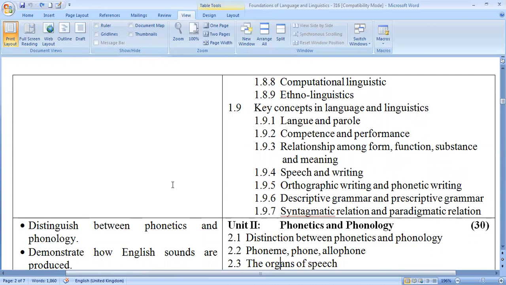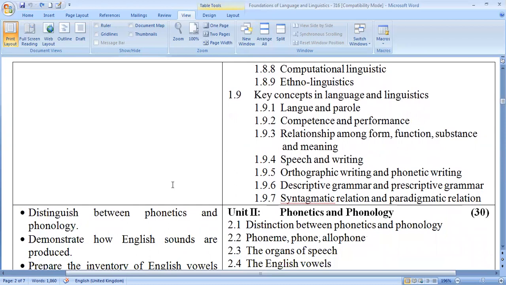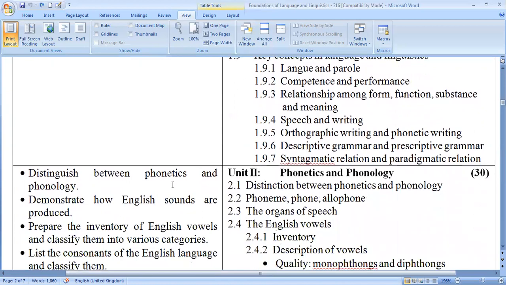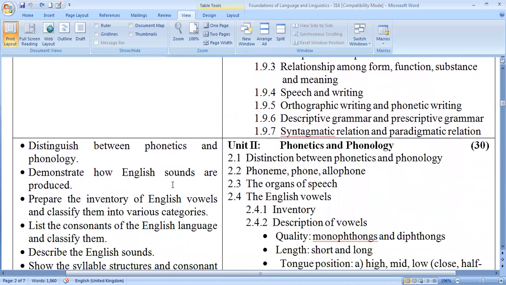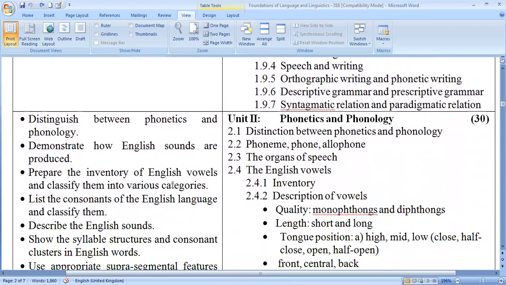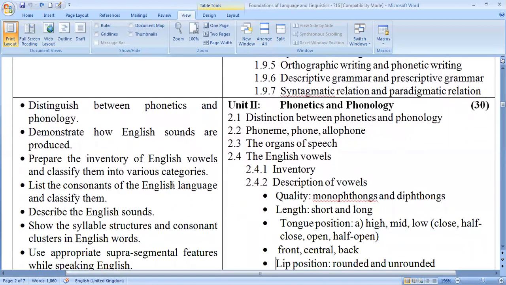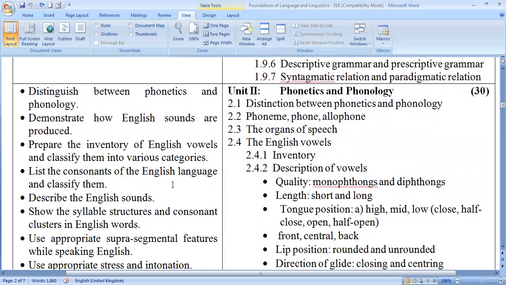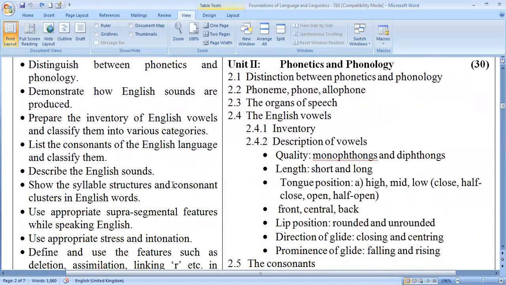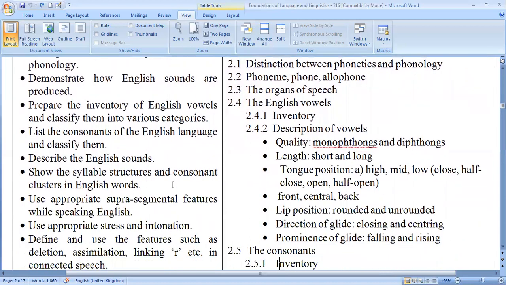Here students have to learn the distinction between phonetics and phonology, phoneme, phone, allophone, the organs of speech, then the English vowels, inventory, description of vowels, quality, monophthongs and diphthongs, length, short and long vowels, according to tongue position, that is high, mid, low, close, open, half open, front, central, back, and then lip position, rounded and unrounded, direction of glide, closing and centering, prominence of glide, falling and rising.